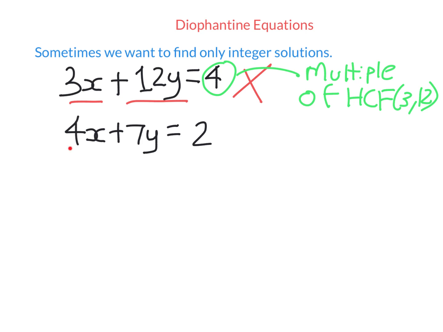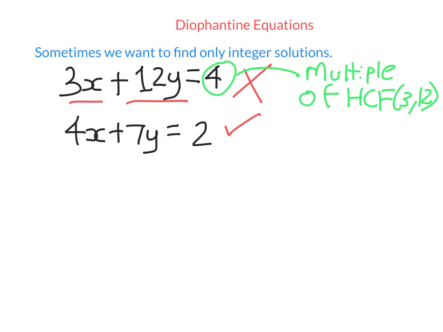Now if we look here, the highest common factor of 4 and 7 is 1. Well, 2 is a multiple of 1, so this will have integer solutions. So how are we going to find these integer solutions? Well, let's just look at multiples of one of these numbers that is 2 more than a multiple of the other.